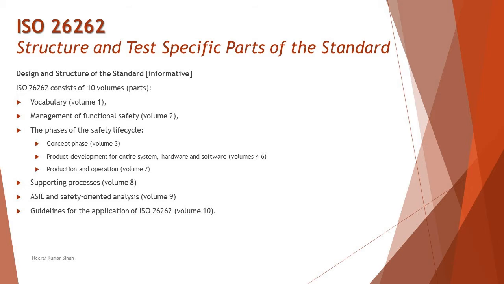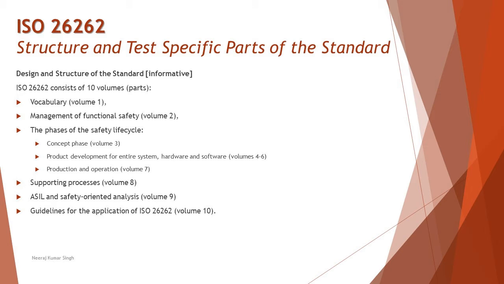So each volume is specified here. Vocabulary as volume 1, management of functional safety as volume 2, the phases of the safety cycle further broken into the concept phase, like the planning, volume 3, product development for the entire system, hardware and software is volume 4 to 6, and production and operation is considered as volume 7. Additionally, supporting processes is volume 8, safety-oriented analysis is volume 9, and guidelines for the application of ISO 26262 is volume 10.